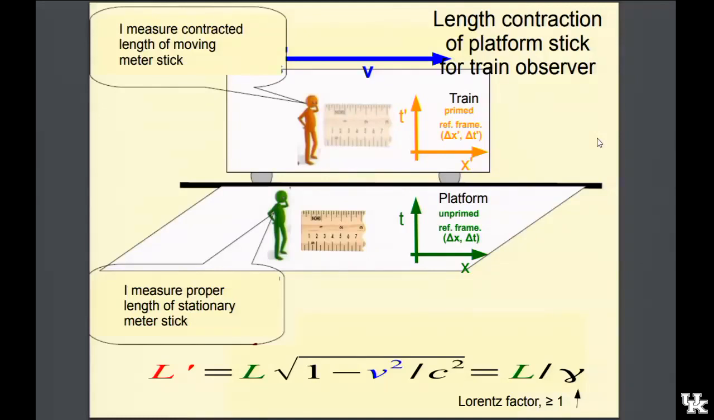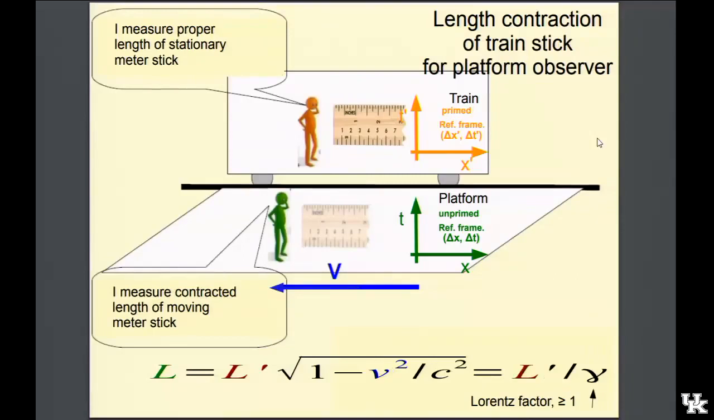But if you're traveling fast compared to the speed of light, of order the speed of light, then the Lorentz factor becomes bigger than 1. So the length of the meter stick, because we're dividing by the Lorentz factor, is going to be smaller than the proper length. So that's length contraction.